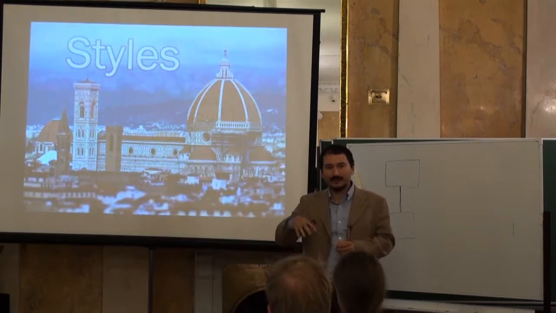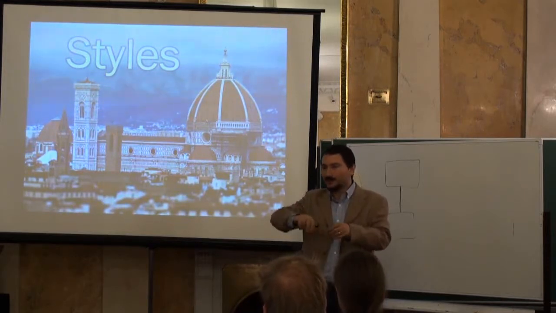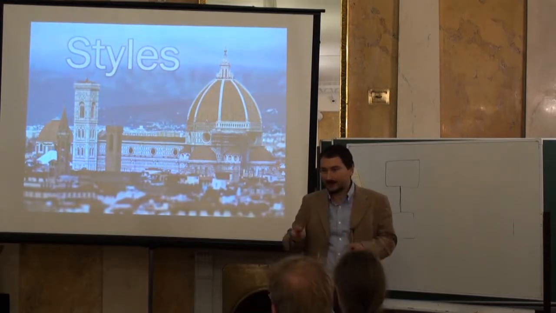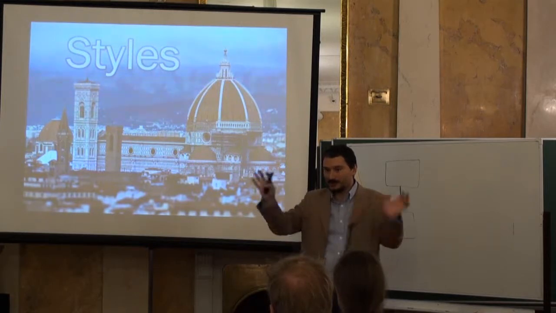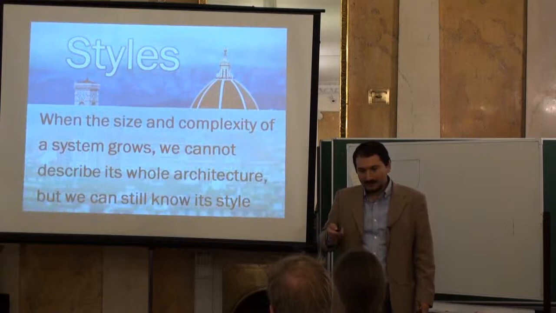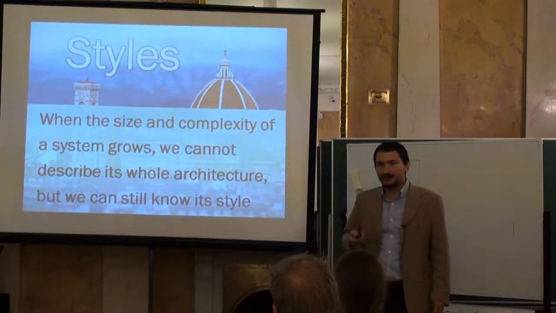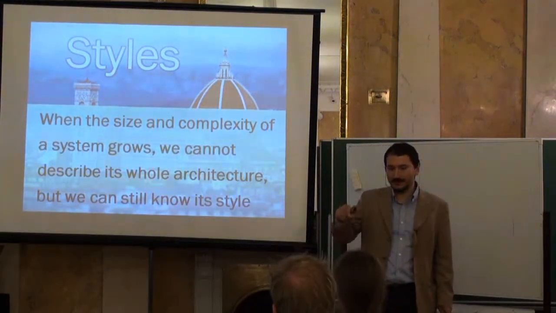Styles are also related to the area, the geography, or the time. And sometimes the style begins in one place and then it moves to different places. Gothic started in one place in Europe and then it spread everywhere. Also Renaissance. So the point is that when we have something that has a very large size and complexity, like I was talking about before, then it's very difficult to capture the exact architecture.